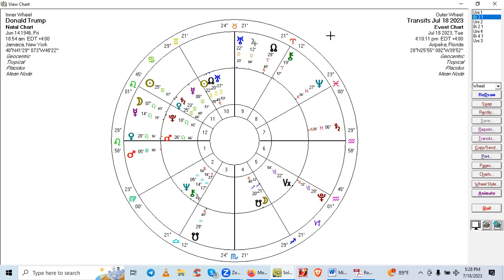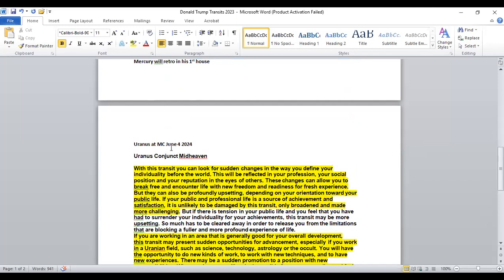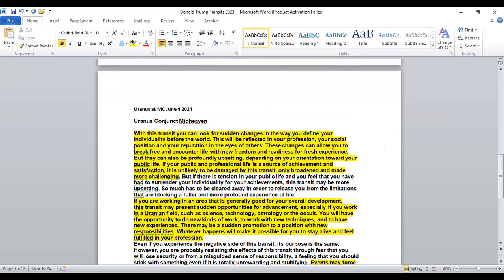So let's look at, I think I have that one at the midheaven for you. Yeah, Uranus conjunct the midheaven. It will be next year, June 4th, 2024. It will be there. Then it will go into his 10th house, which we'll see in a second. So with this transit, you can look forward to sudden changes in the way you define your individuality before the world. See, and this is getting close. This is going to be exact on that date, but it's only 2 degrees away. So this is what's happening now.